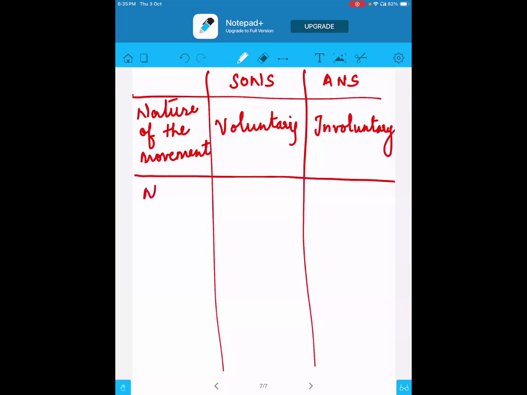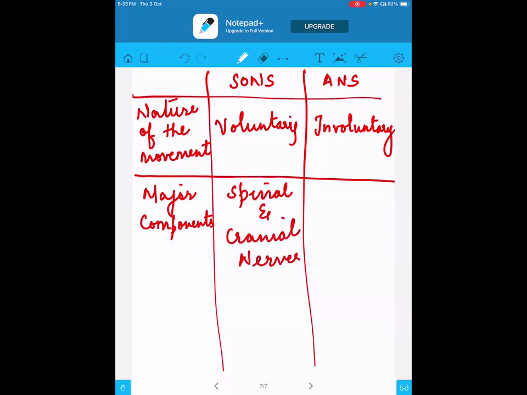Then the third point is major components. So what they are made up of. The somatic nervous system is made up of the spinal and the cranial nerves. Spinal and cranial nerves means the nerves which are present in the brain and the nerves which are present around the spinal cord.